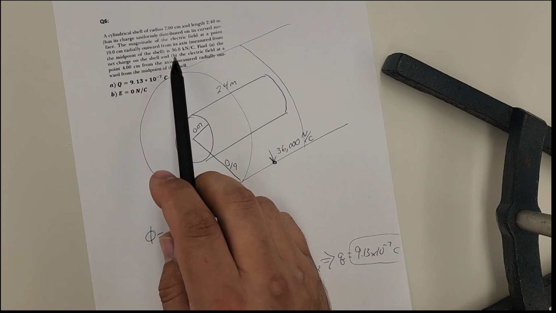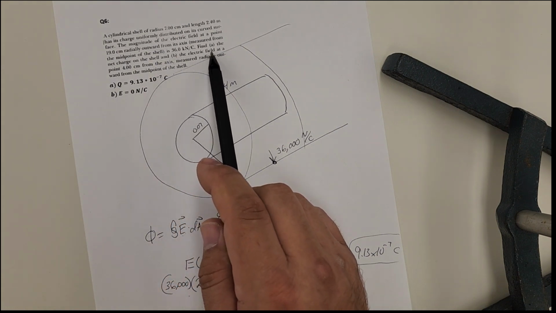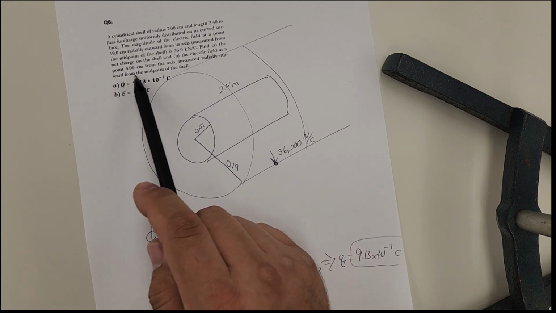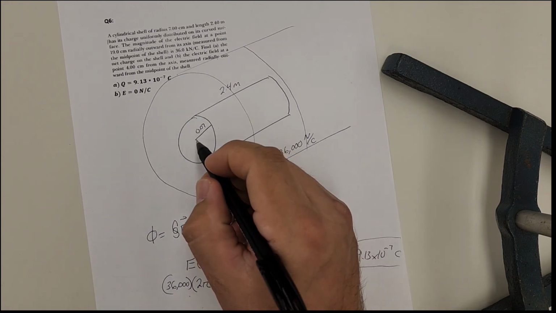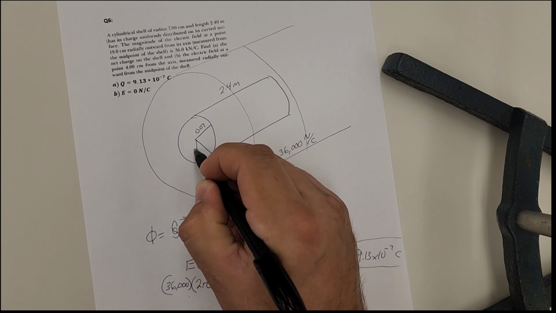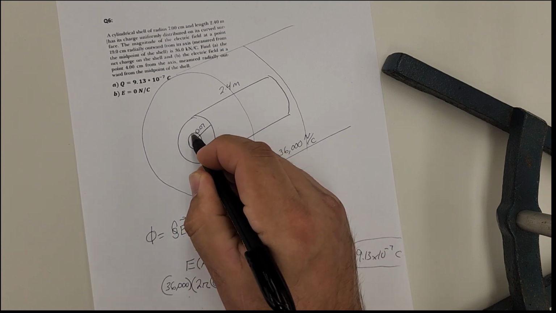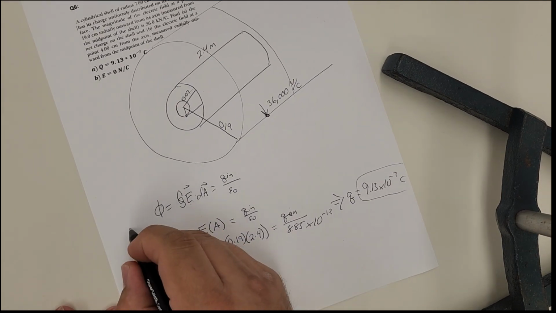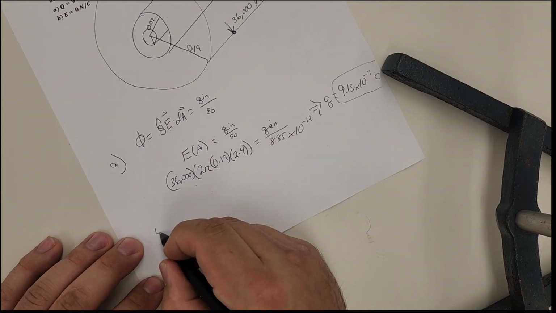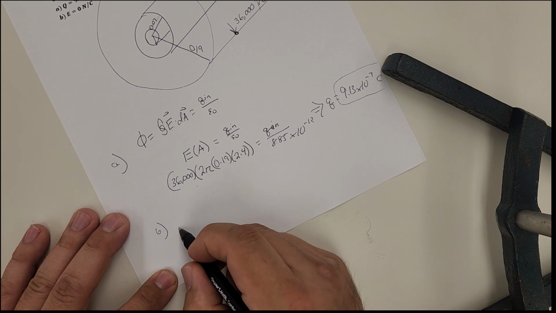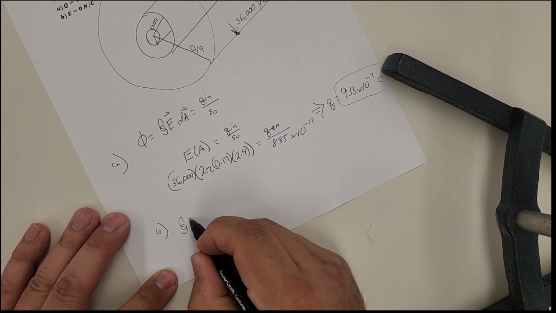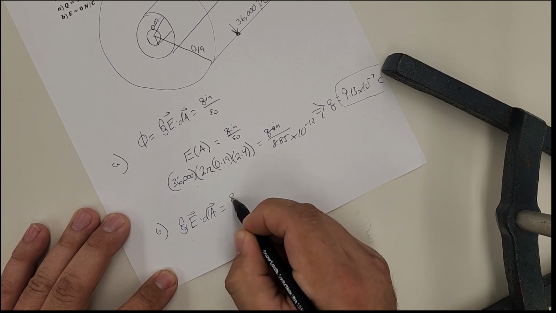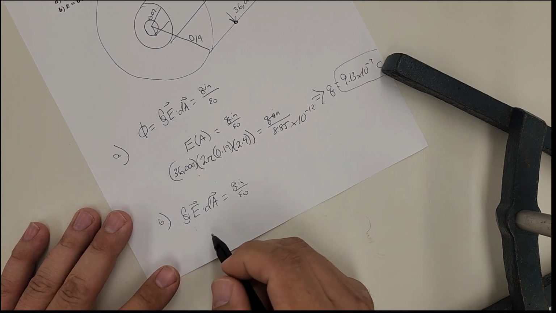Part B. Find the electric field at a point 4 centimeters away from the axis, measured radially outward from the midpoint of the shell. So now we're going inside the shell, and we'll have another cylinder inside. So this is part A, and this is part B. We'll have the same thing, E dot dA equals Q enclosed over epsilon naught.